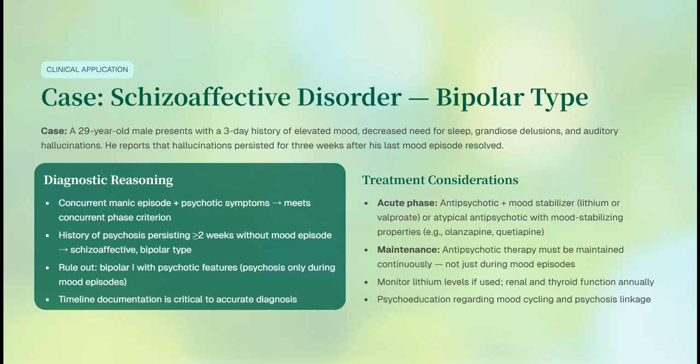So acute management requires both an antipsychotic and a mood stabilizer that are going to work together. You can either combine them, or you can have them separately. You can use an atypical antipsychotic that has mood stabilizing properties like olanzapine or quetiapine. Unlike bipolar disorder, the antipsychotic can't be stopped when the mood episode resolves. It needs to continue long term because psychosis is part of the core illness.